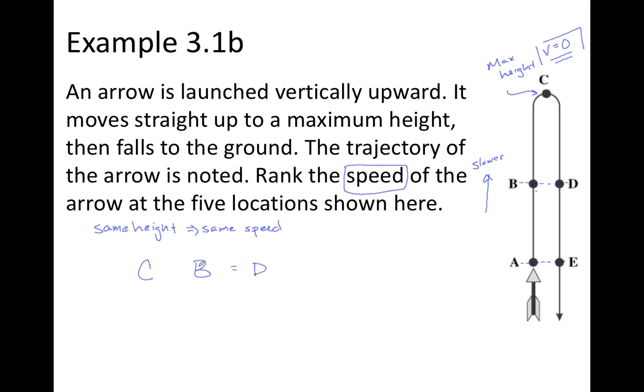So we're going to write B and D are tied with each other. And the speed for B and D is faster than C. So we'll put a less than sign in between C and B. That's indicating that the speed of C is less than the speed of B, which is equal to the speed at point D. And these two speeds are less than the speed at points A and E. So here is our answer for ranking the speeds at those 5 points.